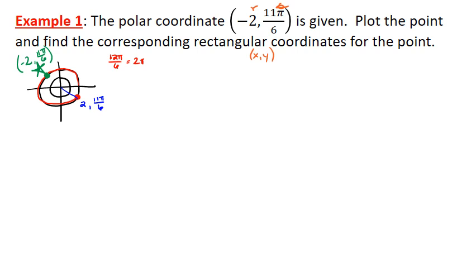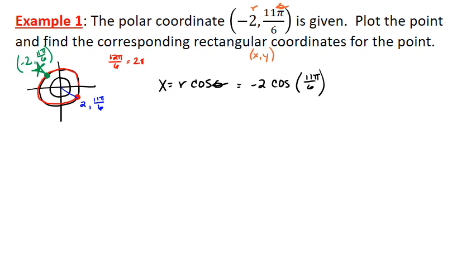Okay, now that we have it graphed, we need to find the corresponding rectangular coordinates. We're going to use the information from the previous slide to find this. On the previous slide, you were told that x is equivalent to r cosine of theta. Well, if that's the case, we know r is given to us as -2, and we want cosine of theta, and we know that theta is 11π/6.